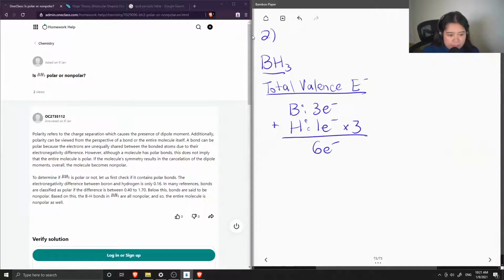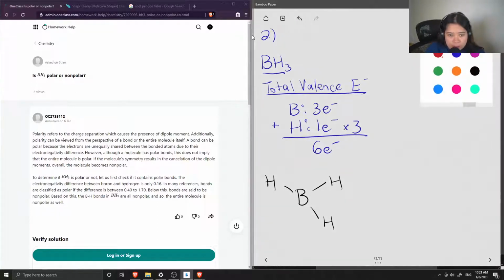So when we write out the Lewis structure, we write boron in the middle as our central atom. And then I'm just going to write out all my hydrogens that have a single bond to the boron. Now let's count out how many electrons I've drawn so far. So if we count out 2 electrons in each bond, we have our 6 electrons already.